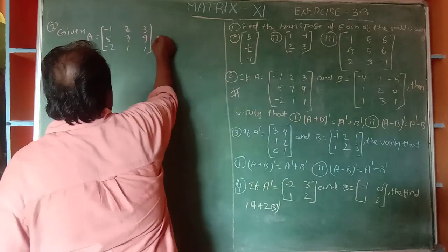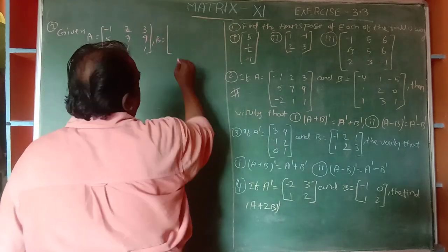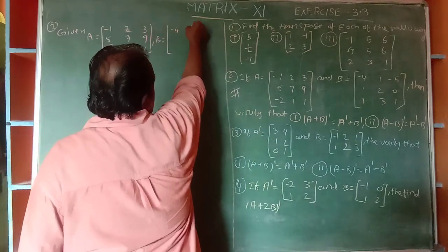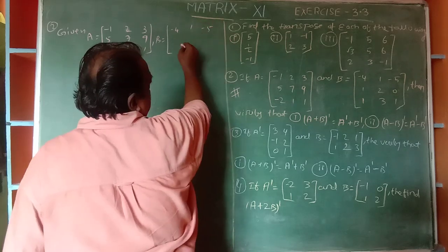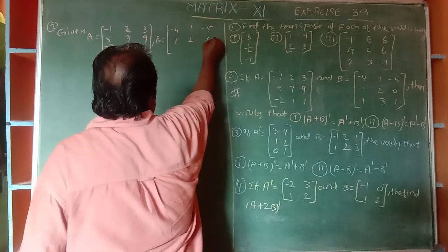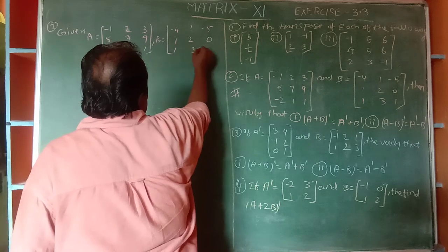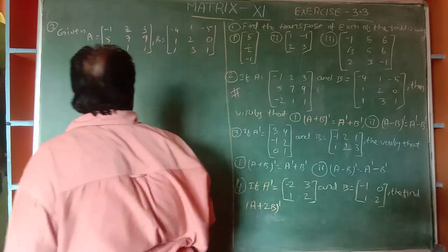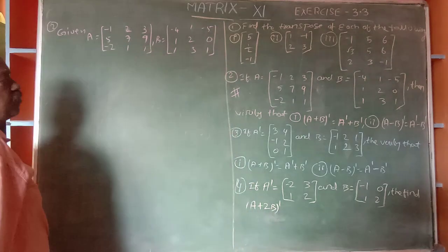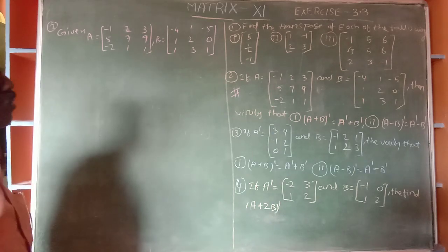And what is B? It is also minus 4, 1, minus 5; 1, 2, 0; 1, 3, 1.